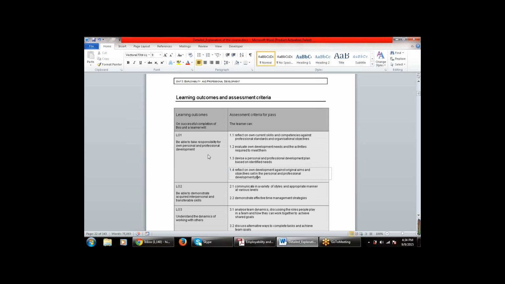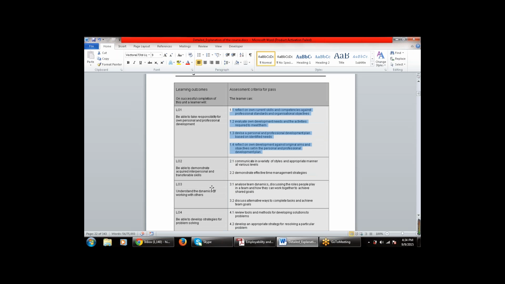Then reflect on your own development against the original aims and objectives used in the personal and professional development. These are the four assessment criteria, or the four tasks that get fulfilled with the use of LO1. And these are the two assessment criteria for the passing marks.